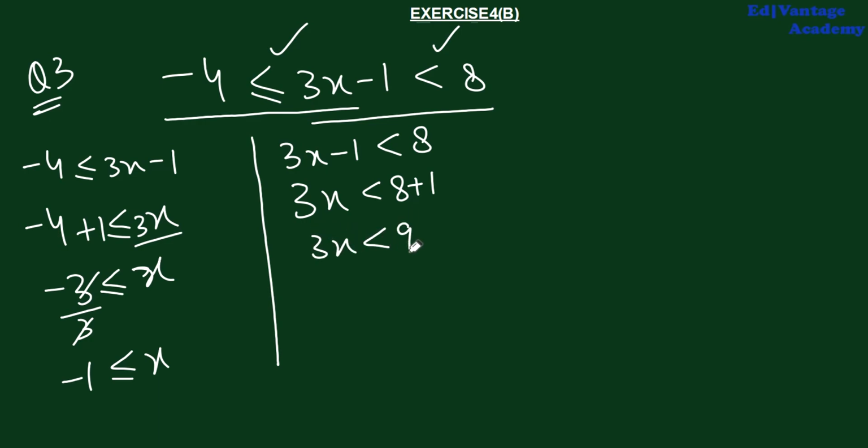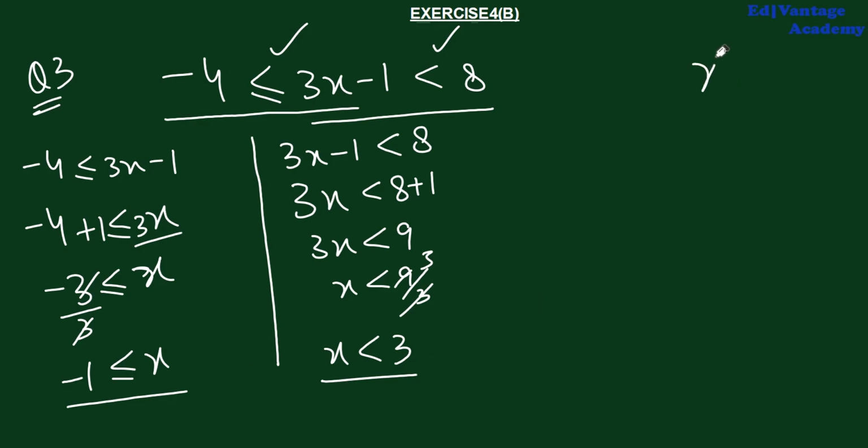3x is lesser than 9, so x is lesser than 9 by 3. The symbol doesn't reverse anywhere here because we did not multiply or divide by any negative number. In the 3 table, x is lesser than 3. You see here, you got two values: x is greater than something, and x is lesser than something.